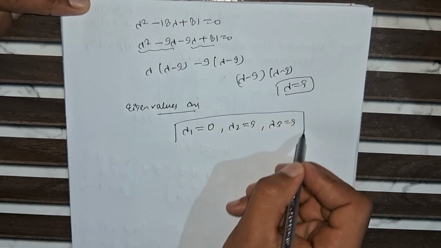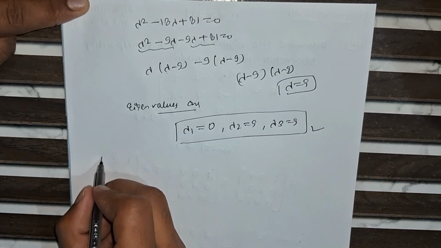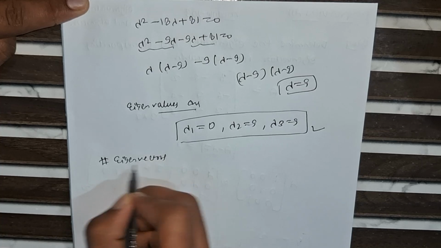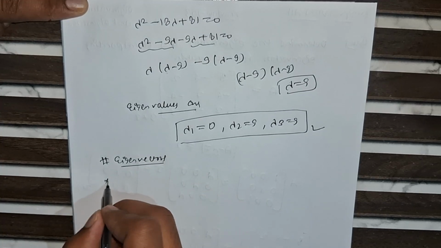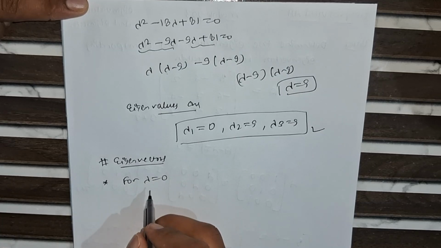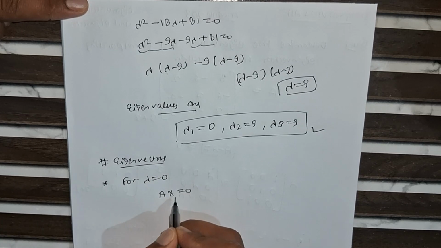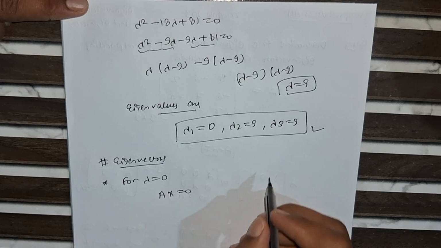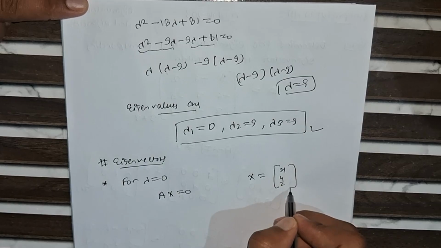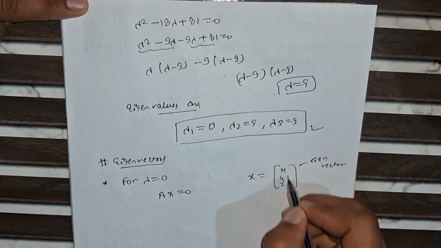These are our eigenvalues. Now we are looking for our eigenvectors. First we find the eigenvector for lambda equals 0. For solving this, we solve A into X equals 0, where X is the eigenvector. What is the value of X? This is nothing but x, y and z. This is our eigenvector. We need to find the values of x, y and z.